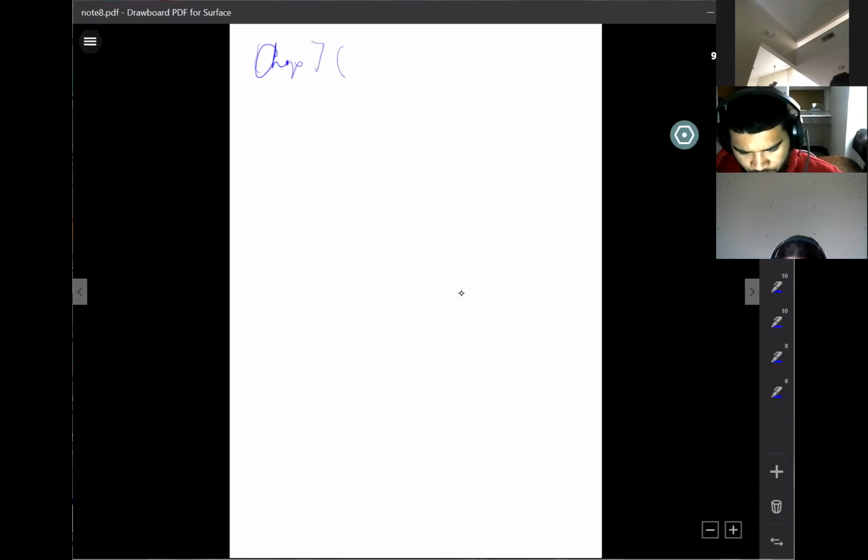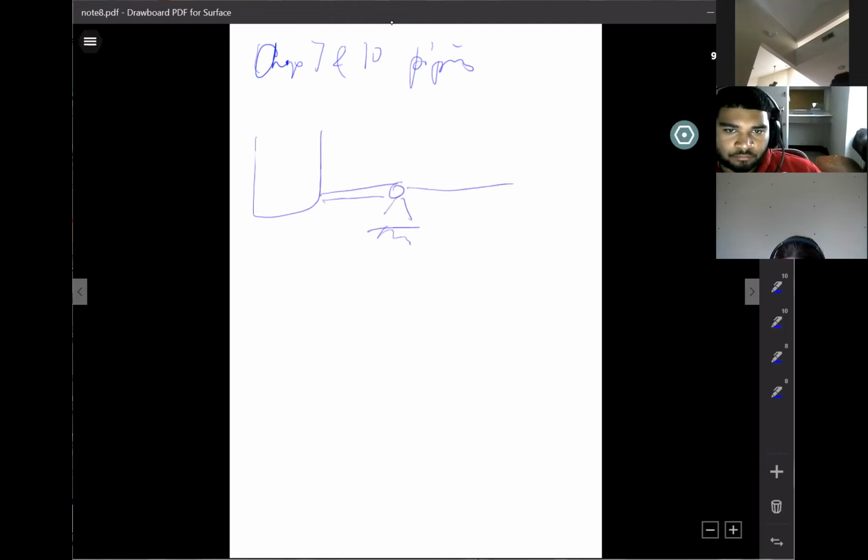Chapter 7 and 10. Piping. Let me draw a very practical situation when we use it in industry. Do you understand the system? I think it's very common, right? This is the pump.